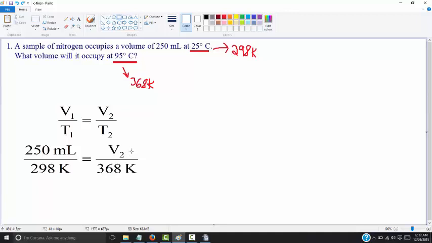To isolate volume 2 by itself, you would multiply this side of the equation by 368 Kelvin. And what you do to this side, you must do over here also. Multiply all that by 368 Kelvin. You have to do the same thing over here.